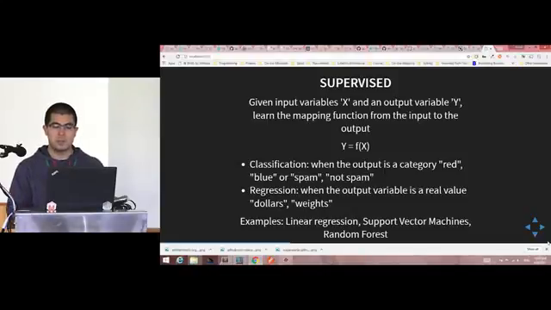There are two types. Classification is when it's a discrete set of outputs. Let's say you have a set of colors, so you categorize red or blue, or your emails, if it's spam or not spam, those are classification problems. Then you have regression problems. Regression is when the output variable is continuous, so it can be in dollars or weights.